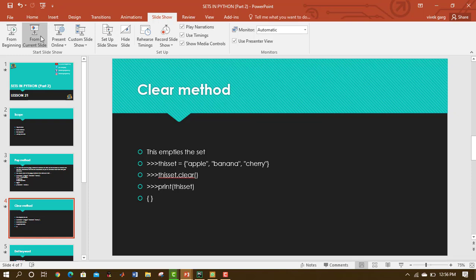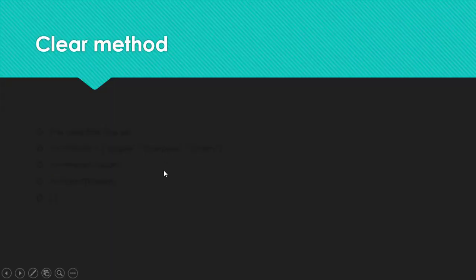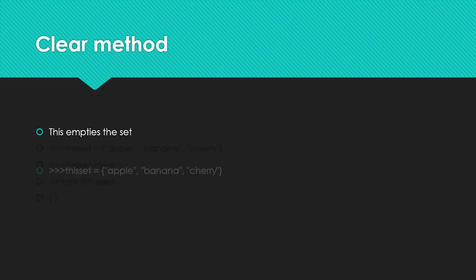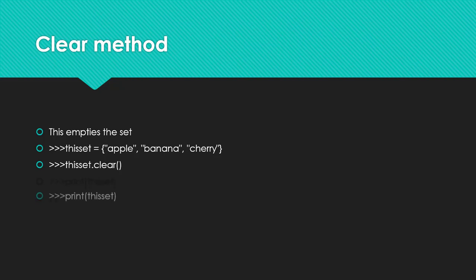So the next is the clear method. It basically empties out the set. Suppose we have a set, this set is equal to apple, banana, cherry, and maybe any other elements. So this set dot clear would basically empty out the set. When we print it, only the curly braces would be printed. There would be no item inside the set. So the clear method basically empties the set.